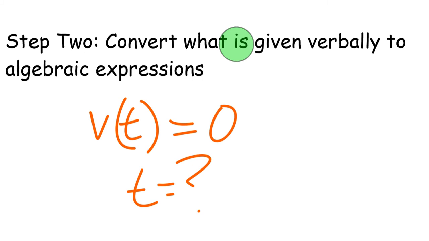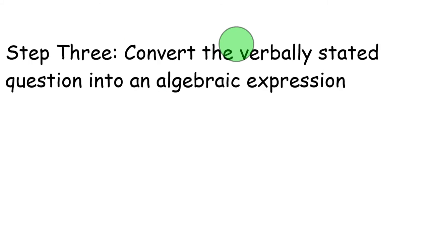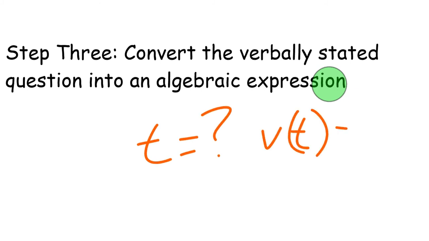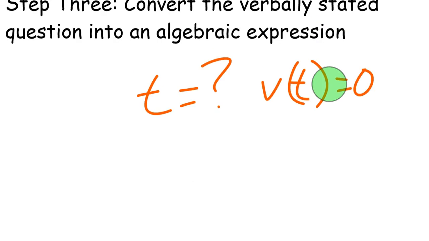Okay, so that kind of leads us to step 3. They pretty much go hand in hand. Again, it's convert the verbally stated question into an algebraic expression. So t is equal to what, when v of t equals 0? Okay, so here's the question. At the end of the day, we want to have some kind of time, right? We want to have some number for t.